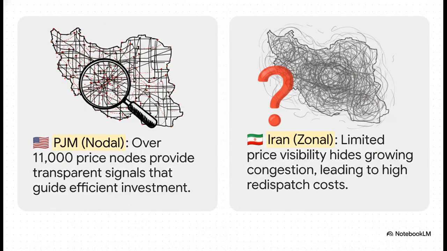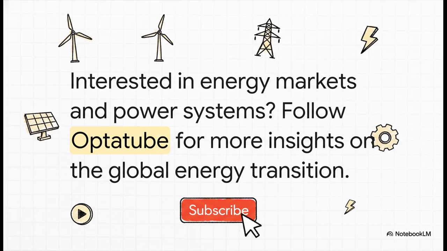And hey, this isn't just theory. Let's make it concrete. Take a look at PJM in the US. It's kind of the gold standard for nodal markets. And compare it to a zonal market like Iran's. In PJM, you have over 11,000 different price signals guiding investment decisions with incredible precision. But in a zonal system facing similar grid challenges, all those crucial signals are hidden, which leads to inefficient decisions and ultimately higher costs for everybody. So as you can see, the choice of market design has massive consequences for everything from system efficiency to the clean energy transition.